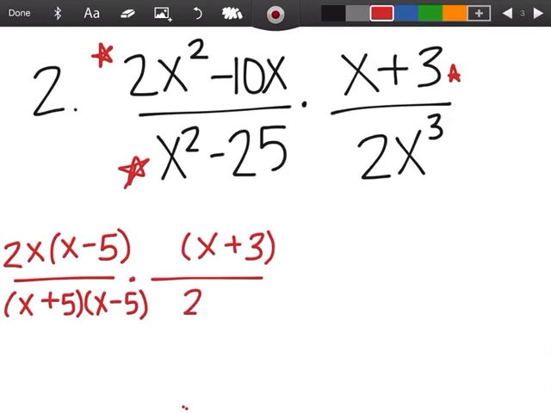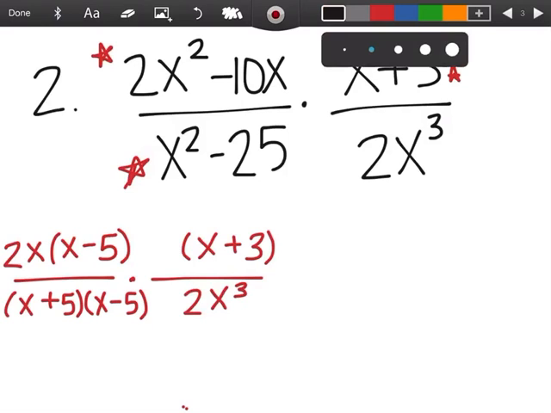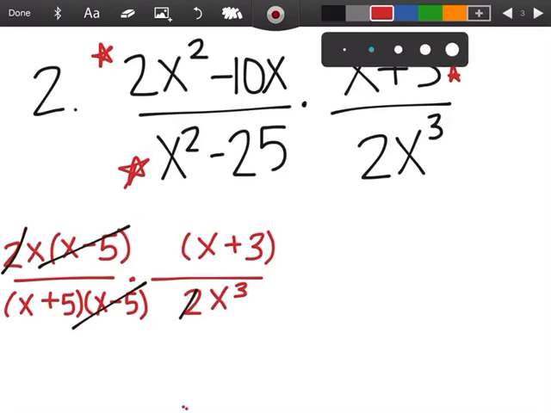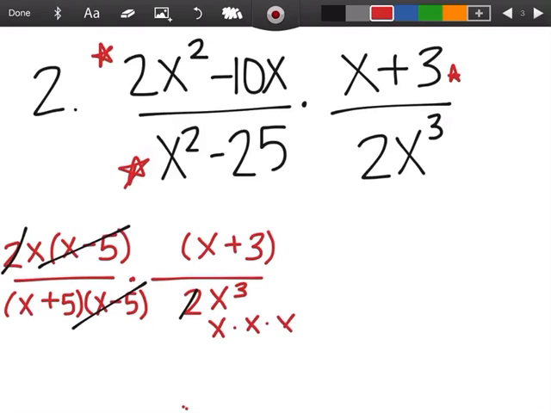And then in the denominator, I've got 2x to the third. And so let's talk about things that reduce. I know that the x minus 5s reduce out. I know that the 2s reduce. And so now I have to think about the x's. So x to the third means x times x times x. So one of them is allowed to cancel, and then I would be left with x times x, or x squared, in the denominator.